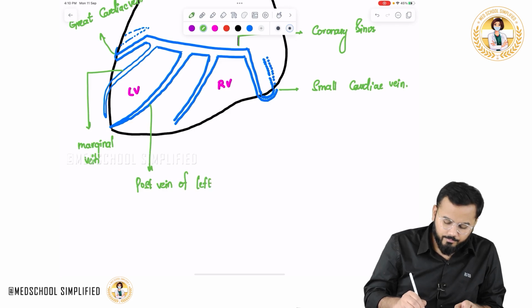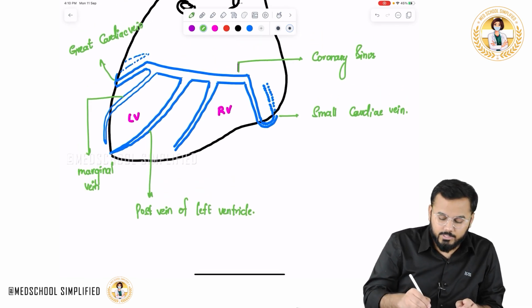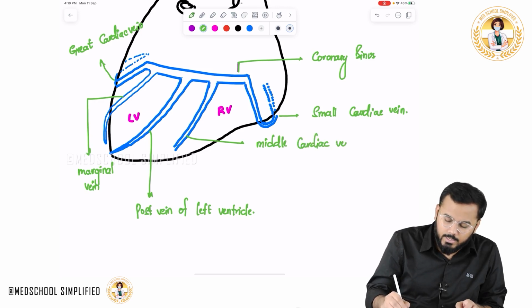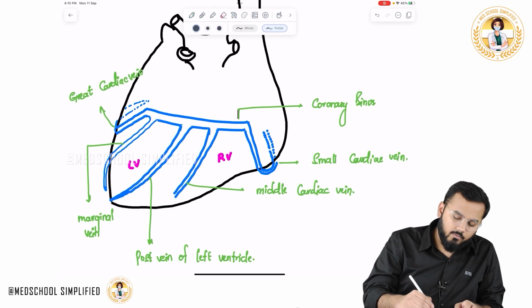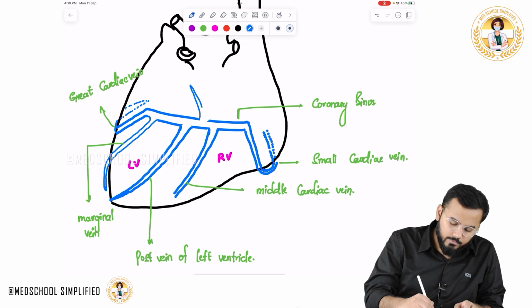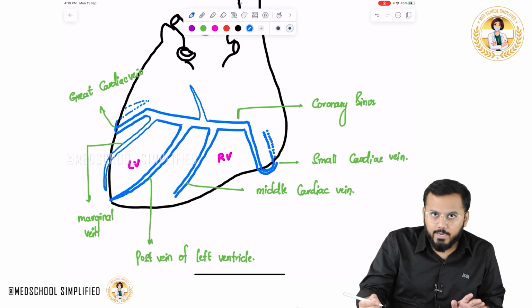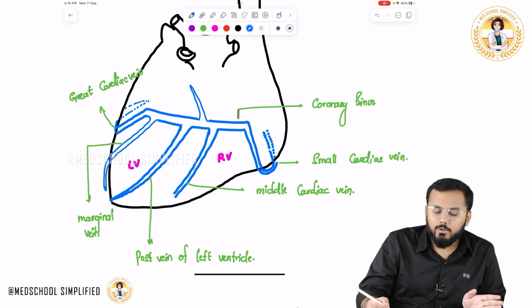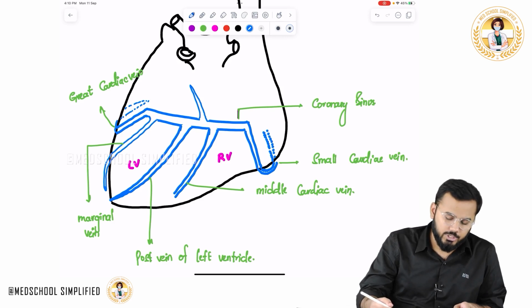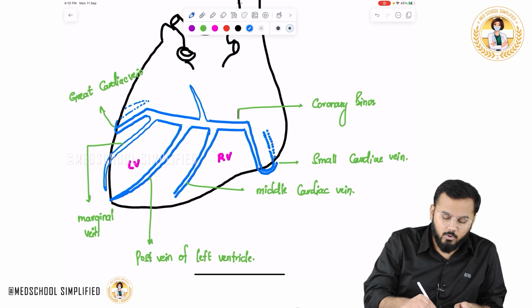And the one in the middle is called the middle cardiac vein. And finally, we have one very small vein that is projecting up into the left atrium. By the way, is it straight or oblique? It is oblique. That is why it is called the oblique vein of the left atrium, or you can also call it the vein of Marshall.